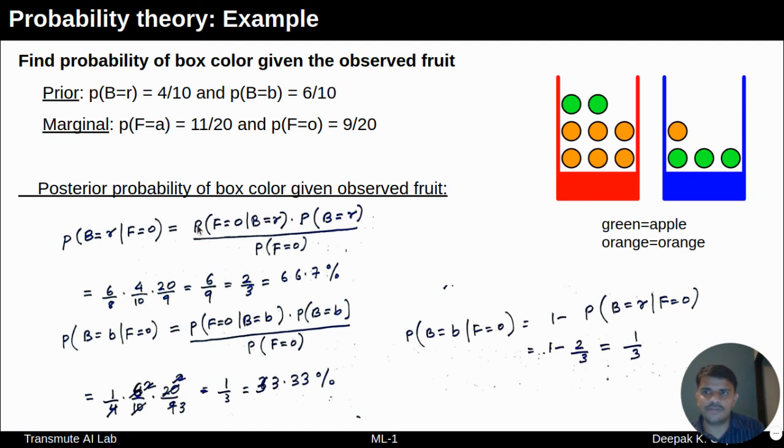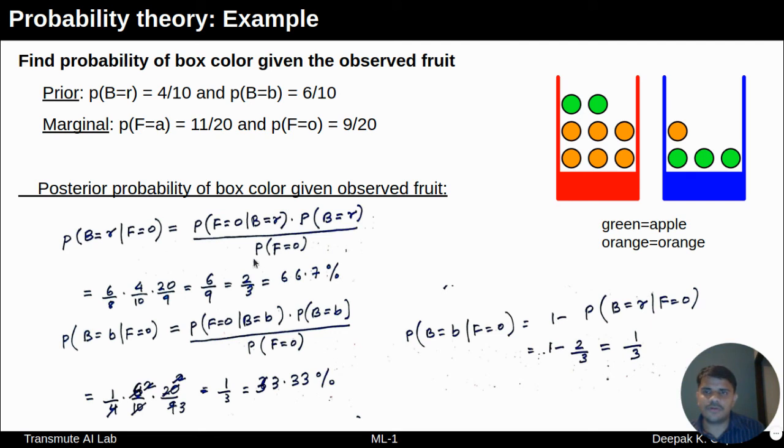Now we see that we wanted the probability of box color given the observed fruit. We started with the prior, defining the random variables, computing the prior probabilities, moving to the marginal probabilities using the product and the sum rule together, and then finally using the Bayes rule to compute the posterior probability. This is one example where these concepts together make these difficult probability concepts very straightforward to compute. But in machine learning, we have more difficult concepts, and we will see in later lectures how these probability terms and Bayes rule together are helpful in the context of machine learning.